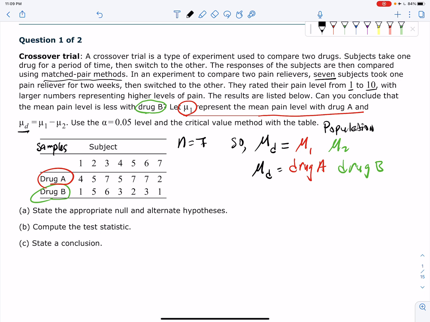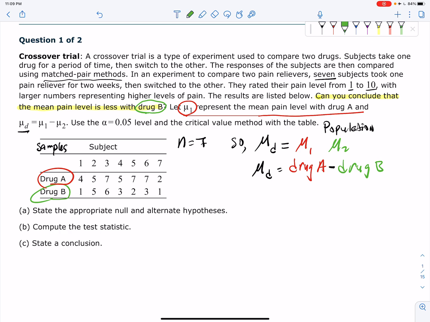So the population mean of the differences of drug A minus drug B is going to be our population mean of the differences, okay? So we kind of have that set. Now, let's see, what are we trying to prove here? Can you conclude that the mean pain level is less with drug B?